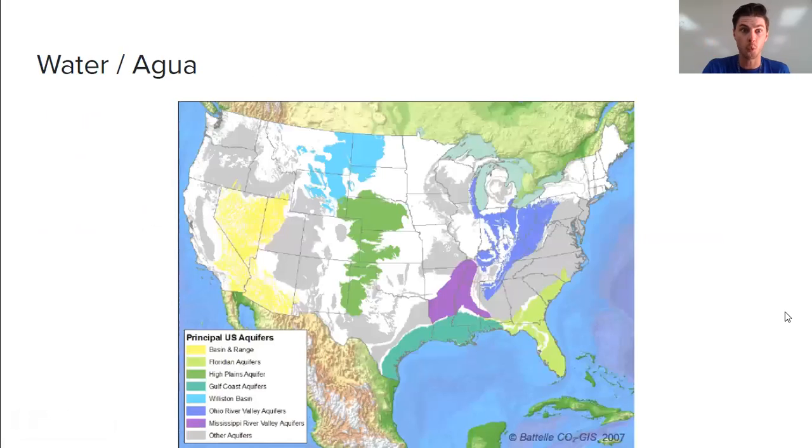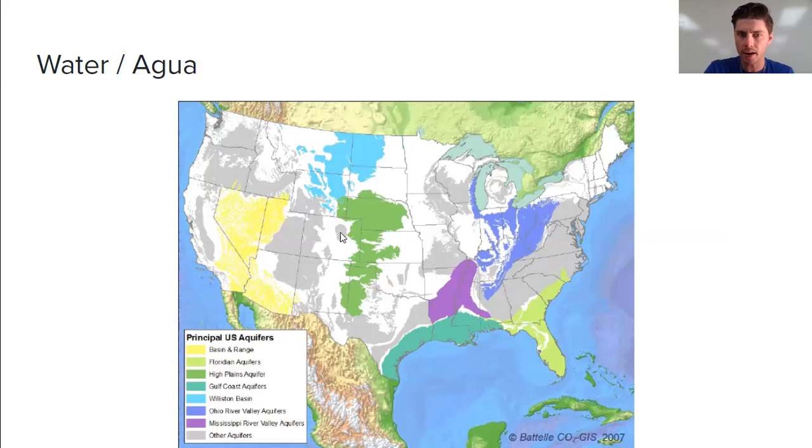Starting with water. Here in this map, we have different aquifers or underground water sources in the United States. Now, they're color-coded to show regions. All that we need to know is these colors shown on the key are big aquifers. Here is the one we saw in class. A reminder, an aquifer is just an underground water resource, so water that is stored in the rock underground.